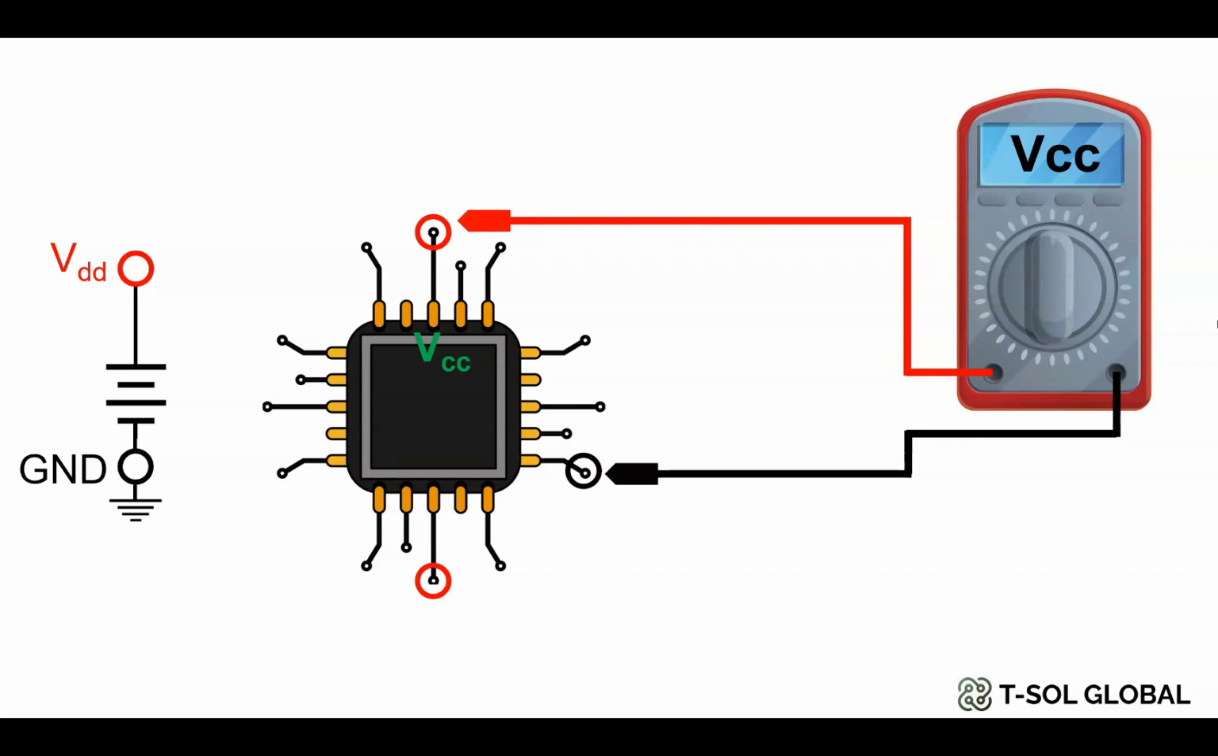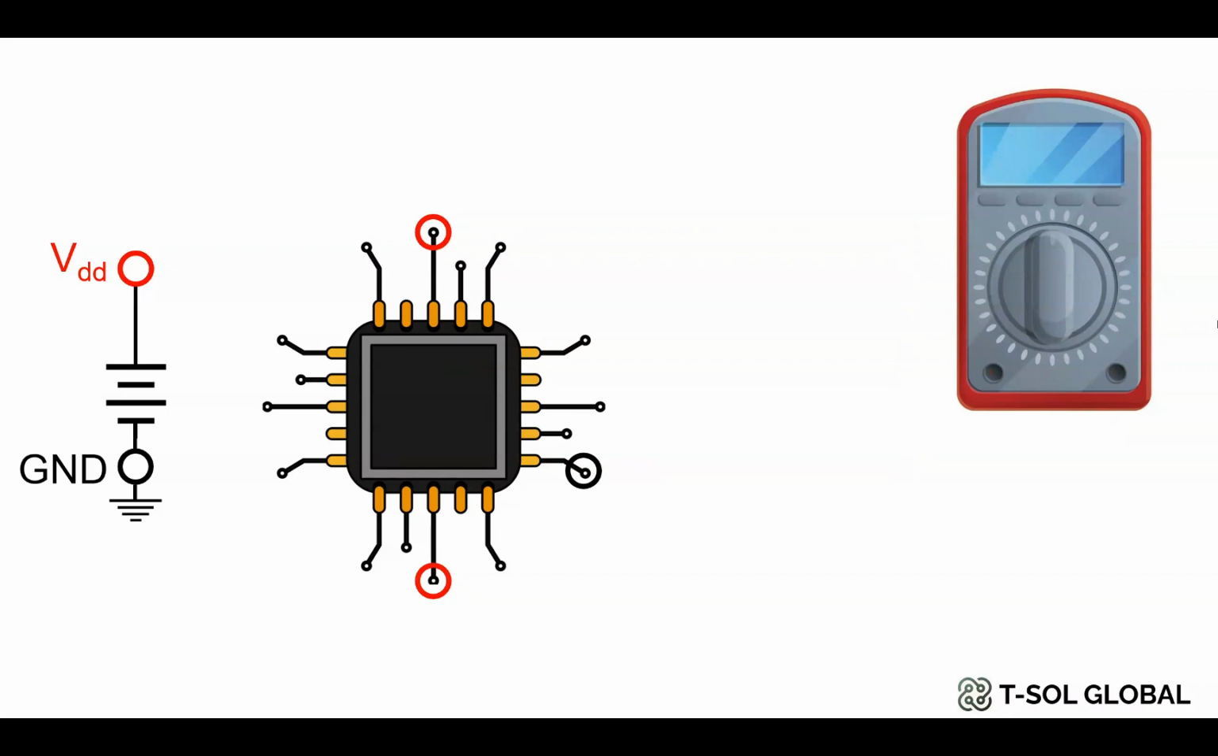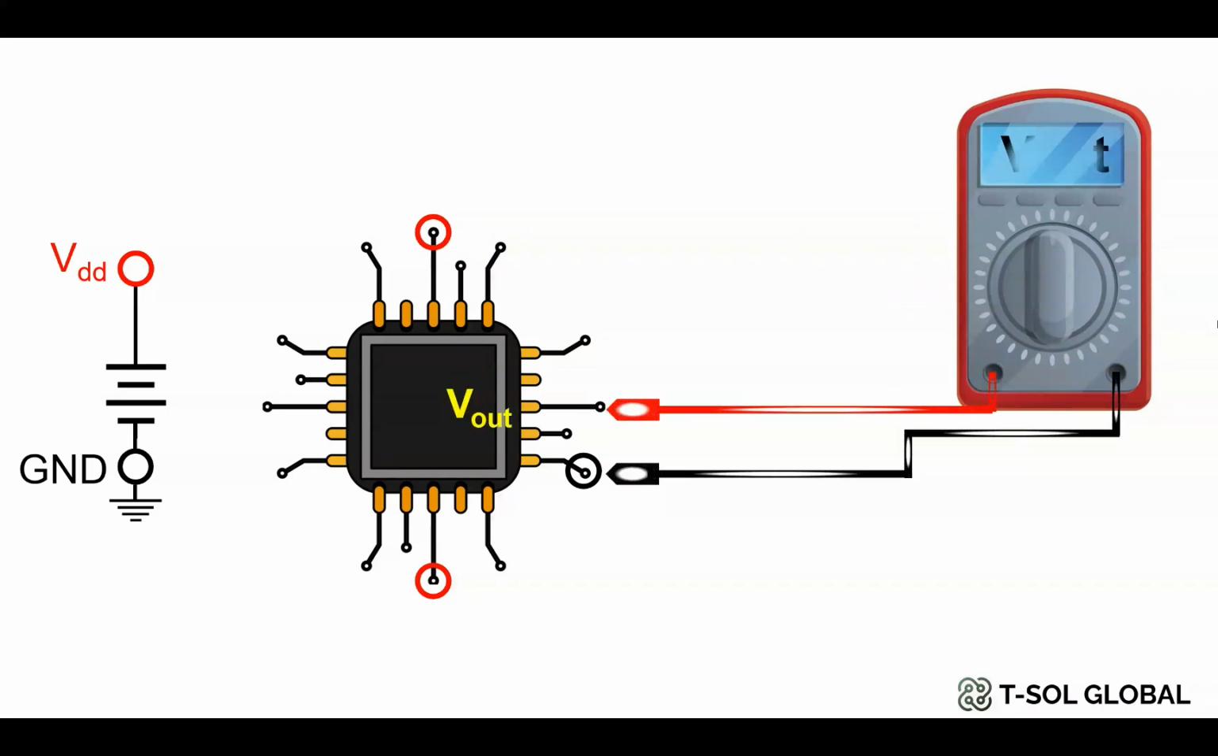And next, if you want to measure the voltage drop in any other pin, for example, in the output pin of this IC, then you have to connect one probe of the multimeter to the Vout pin and another probe to the ground pin, which will give you the V output of these pins.